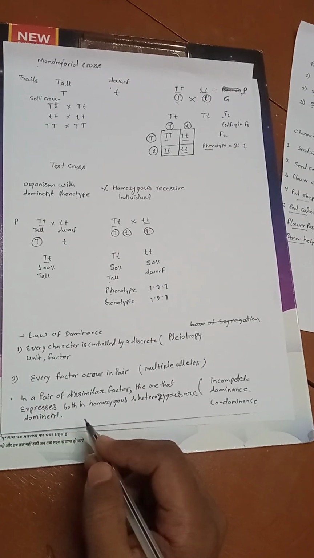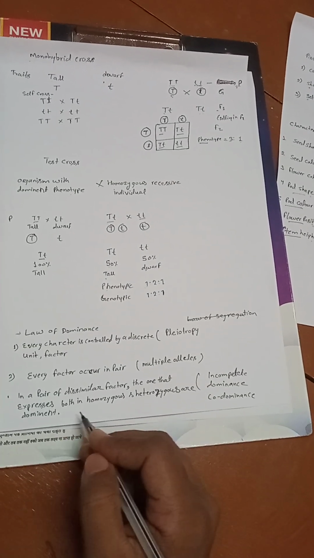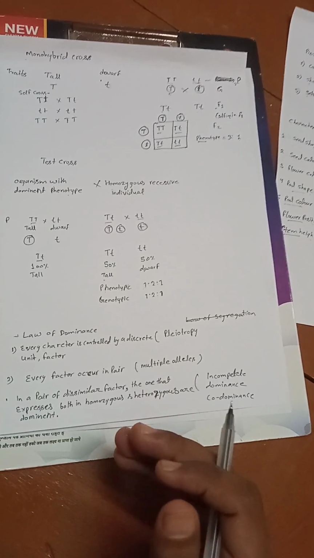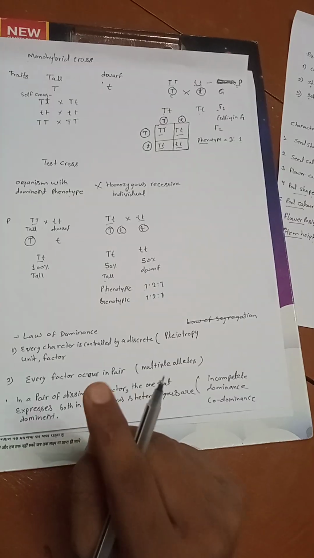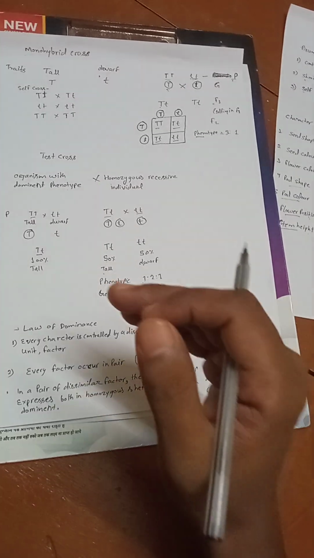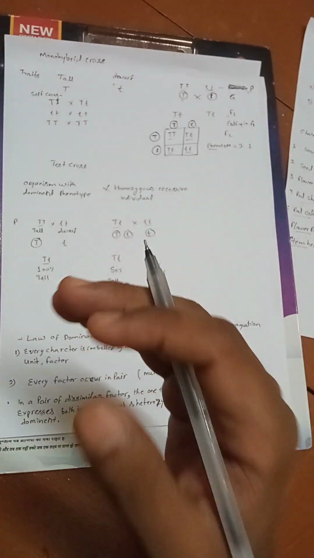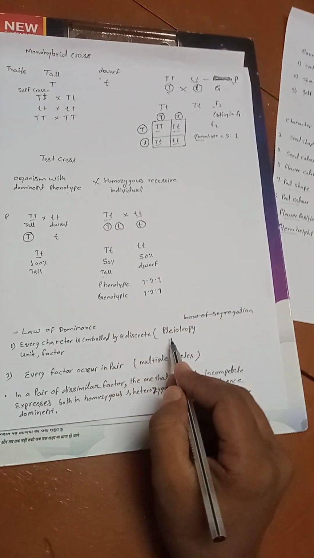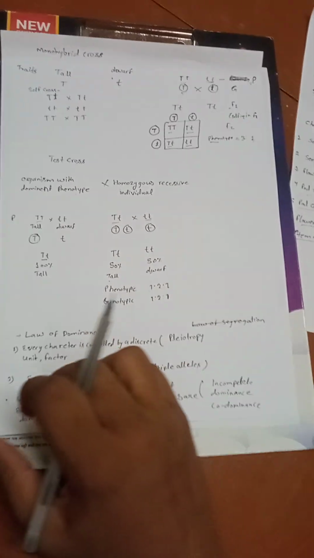And the third proposition is: in a pair of dissimilar factors, the one that expresses itself in both homozygous and heterozygous condition is dominant, and the one that expresses itself only in a homozygous condition is called recessive. Here are some exceptions to the law of dominance: the first is pleiotropy, then multiple allelism, incomplete dominance and codominance. Let's discuss them one by one.